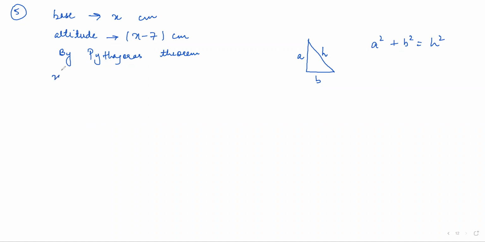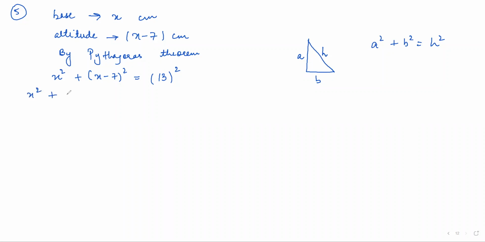So base square, x square, plus altitude, x minus 7 whole square, will be equal to the hypotenuse, which is given as 13 centimeters, so 13 whole square. Clear? So now you can do it. I'm not doing it. You will simplify it and use the factorization method. You will find the value of x and the altitude, which will be x minus 7. But I think there will be one problem here, because you are going to get two answers for x.